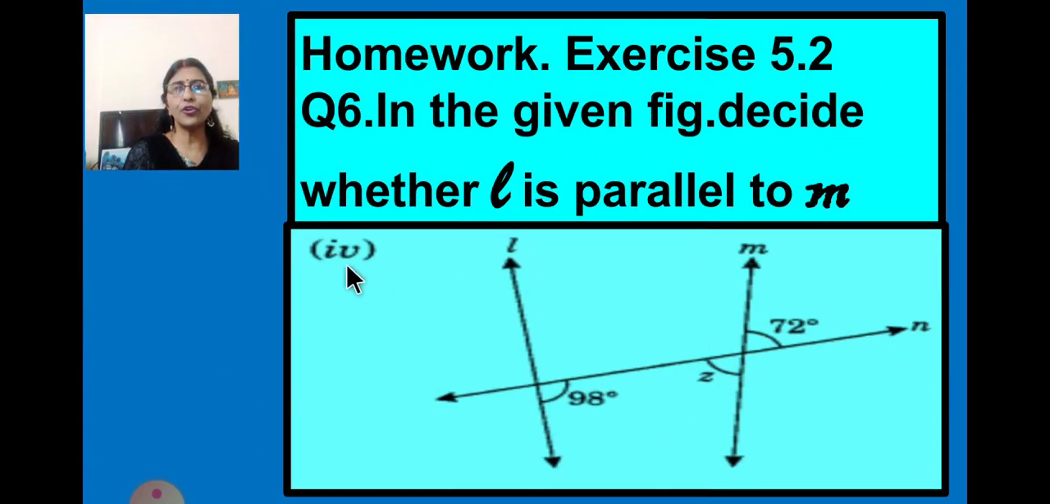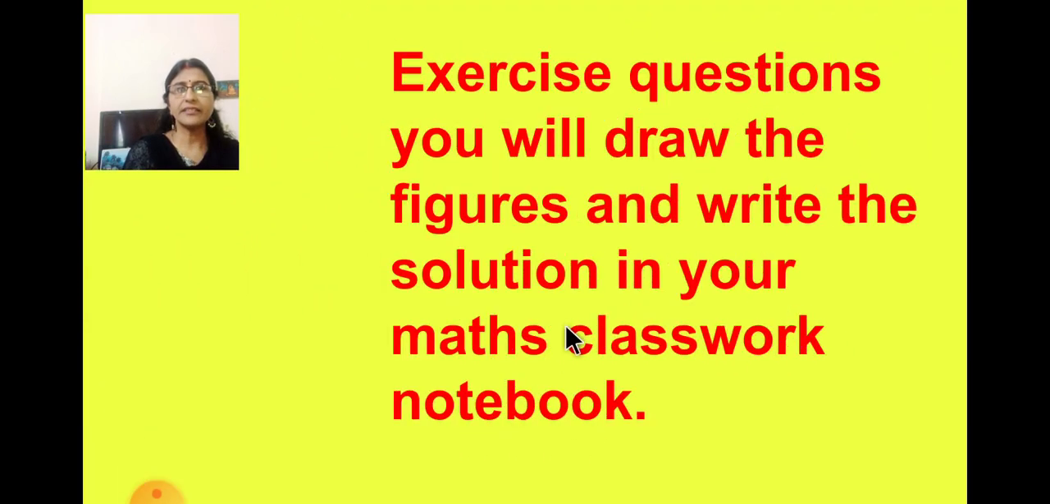Now children, this is the fourth part of the same question number 6 of exercise 5.2, which is your homework. In the given figure, this is the figure given, decide whether L is parallel to M. So we have to find out whether L is parallel to M. The way I have shown you, you will do this in the same way in your maths notebook. Now children, this is very important. Remember that for exercise questions, you will draw the figures which are given in the question and write the solution in your maths classwork notebook.